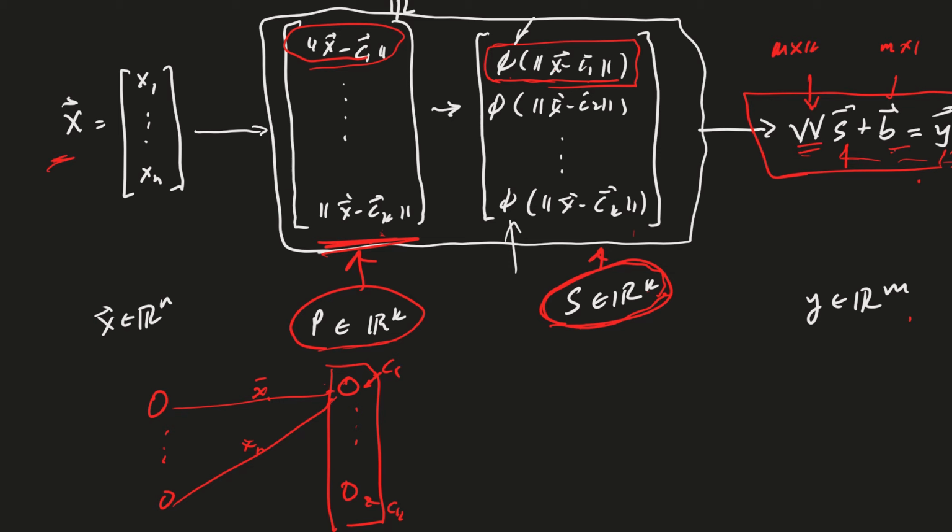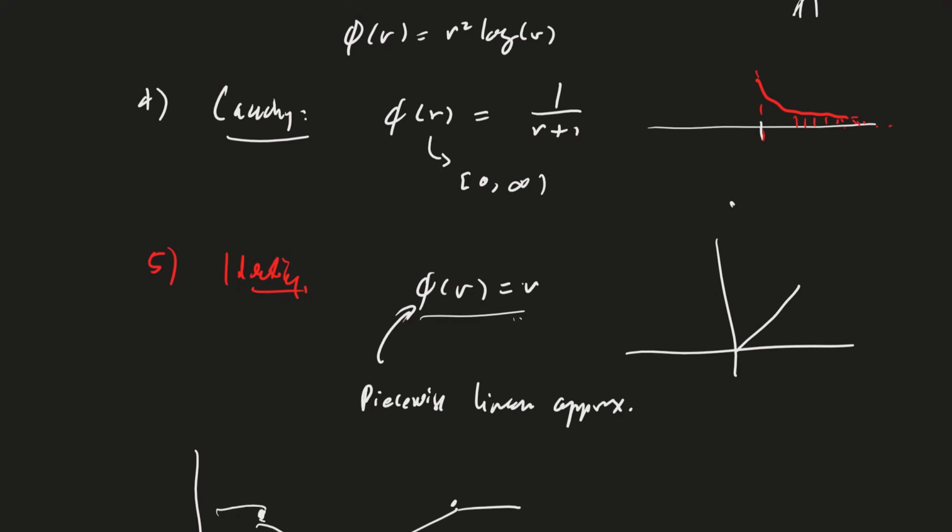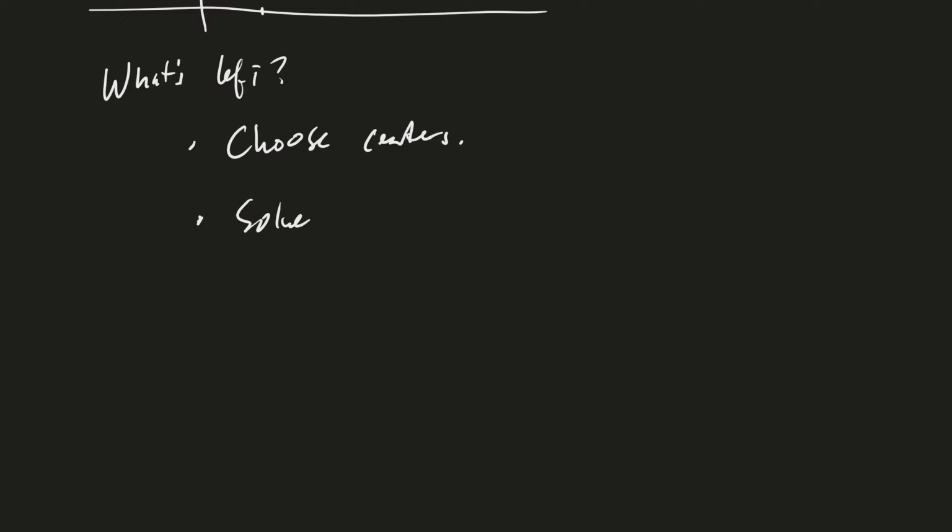The other thing that we haven't talked about is how to find the centers. That's really the other key. So what's left? We have to be able to choose the centers, and then once we choose the centers, we need to be able to solve the linear system for W and B. Those are the two things that we'll talk about in the next video.